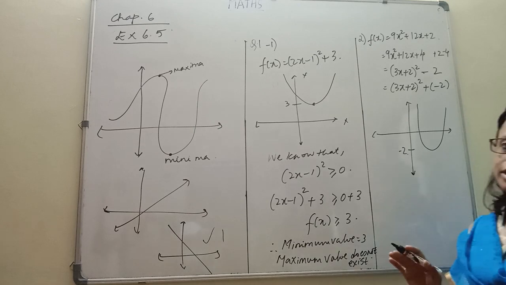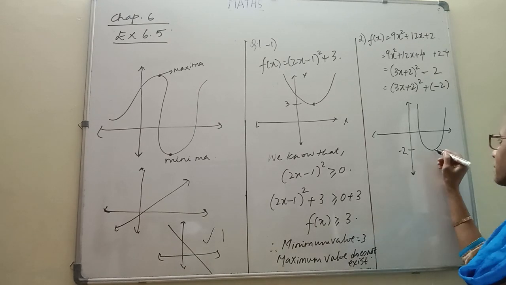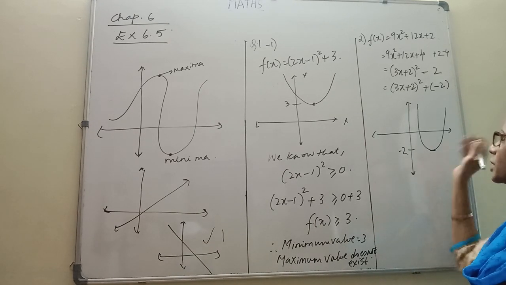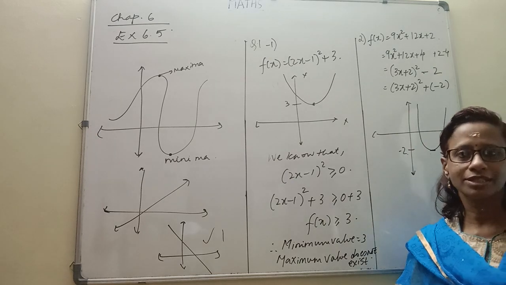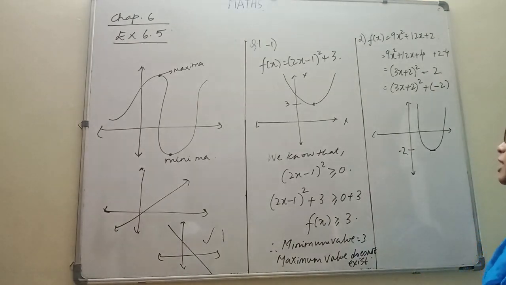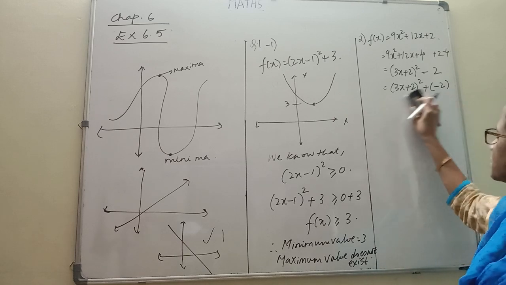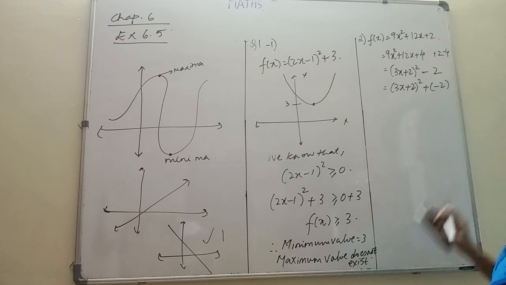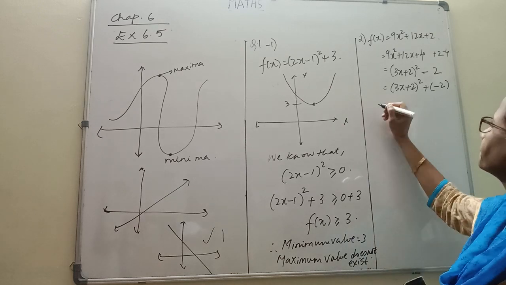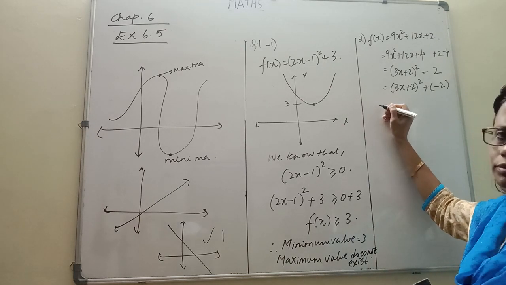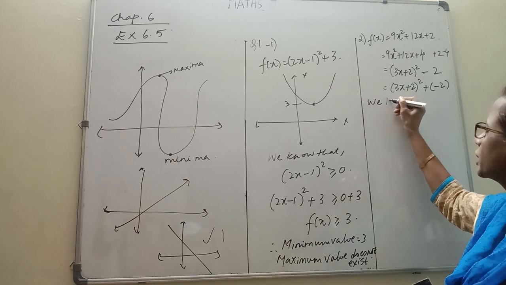Now from this parabola, it's very clear to us that there is a minimum value at minus 2, but there is no maximum value. Isn't it clear? That's quite clear from this figure. But then we will also do it algebraically and see how it comes algebraically. Let's check. So it's like before. We'll take the square.